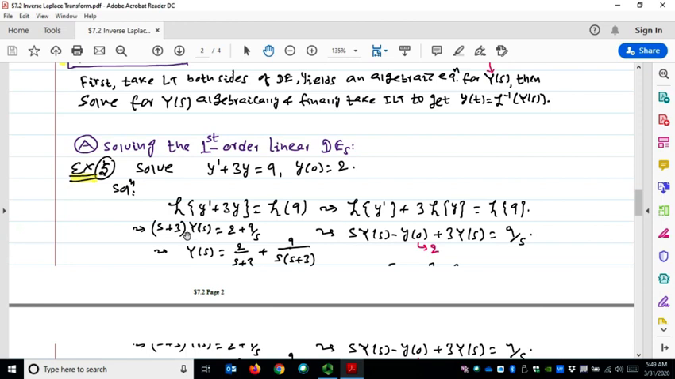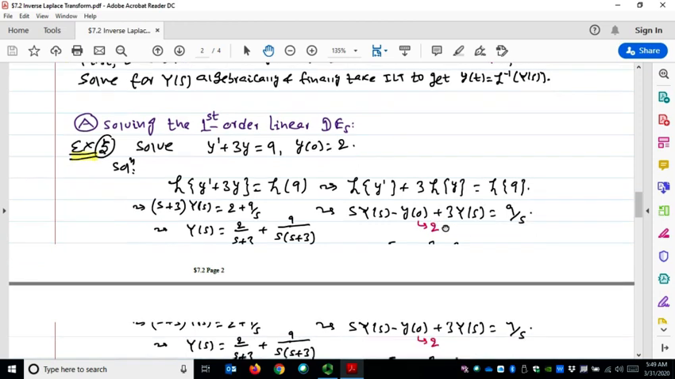So then here, Laplace transform of y prime, by this derivative formula, is s times capital Y of s minus little y of 0, plus 3 times the Laplace transform of y, which is capital Y of s, equals the Laplace transform of 9, which is 9 over s. Then put in the initial conditions, so y of 0 equals 2.